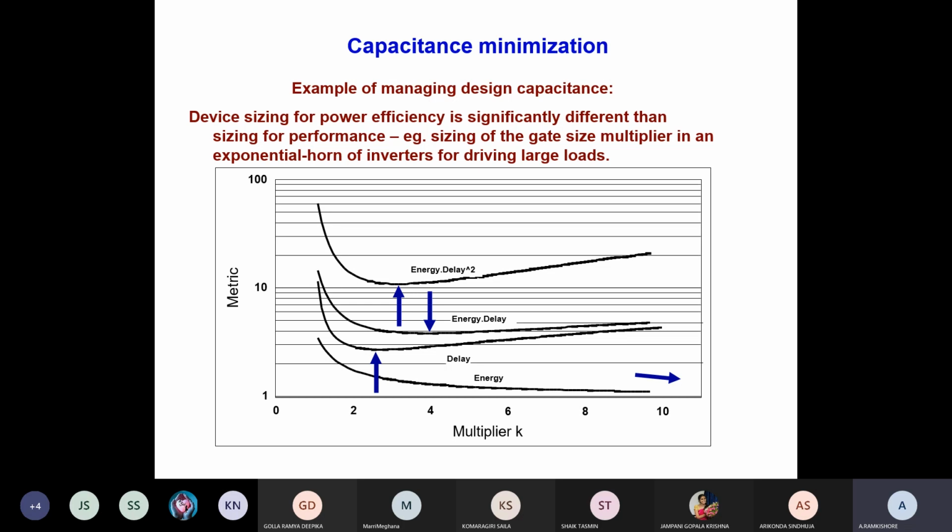So this efficiency and that sizing will be opposite, one factor to another factor. In this graph we have to see the sizing of the gate size multiplier in exponential manner of inverters for driving large loads. Whenever the metric value changes, we will get a large delay in the power consumption, and the performance of the device will get a large difference.